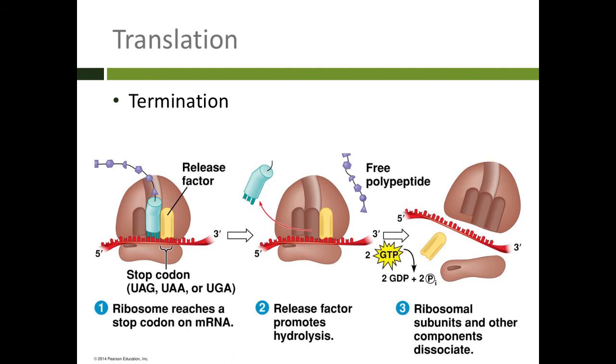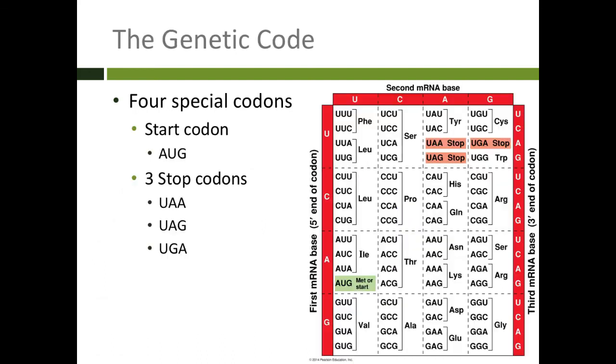Termination happens when the ribosome runs up against a stop codon. Remember, there are three different stop codons. As the stop codon enters into the A site, there's no corresponding tRNA for this stop codon. The release factor binds in the A site. This causes the ribosome to fall apart, releasing the messenger RNA and the polypeptide chain.